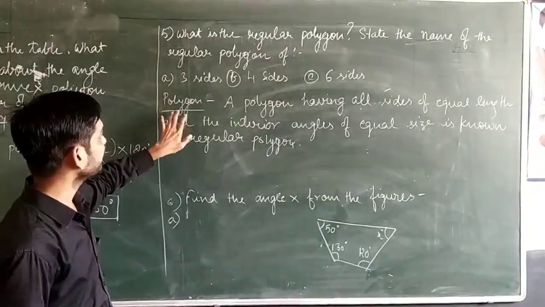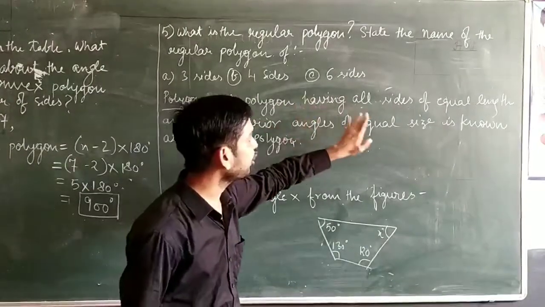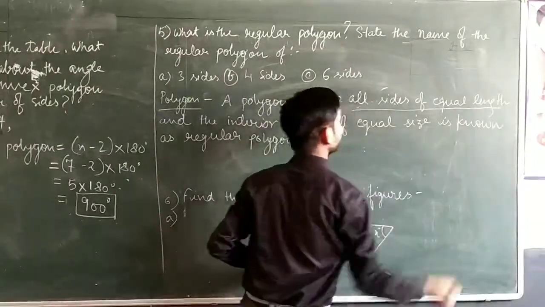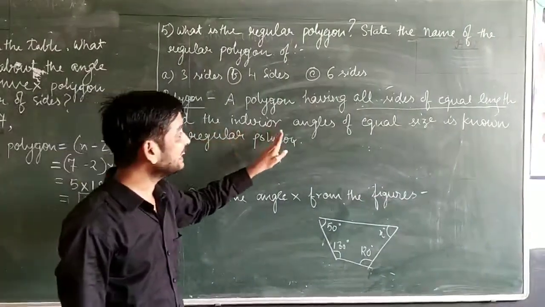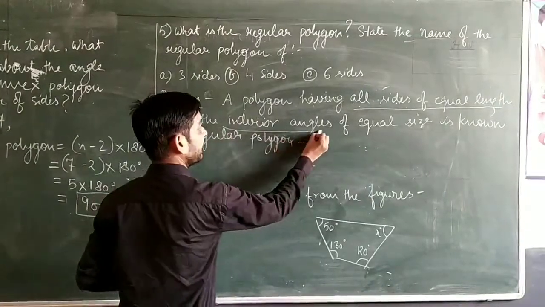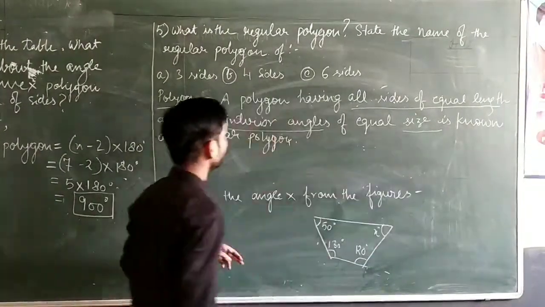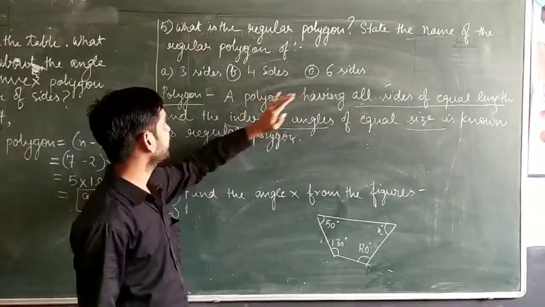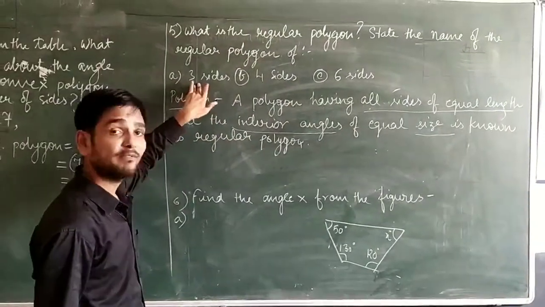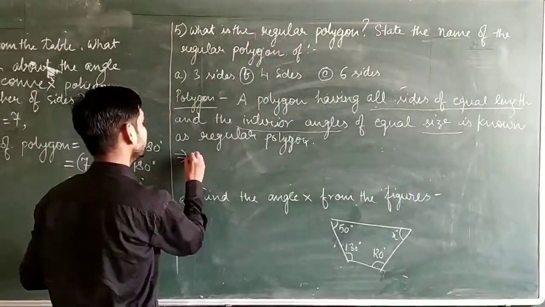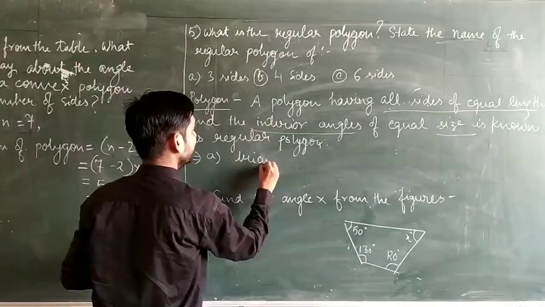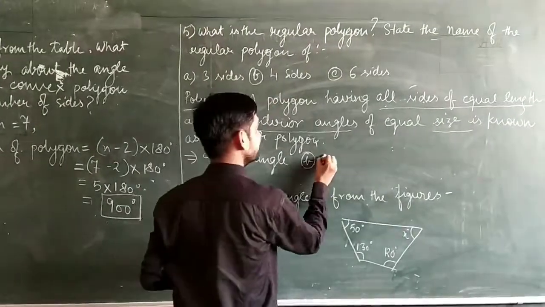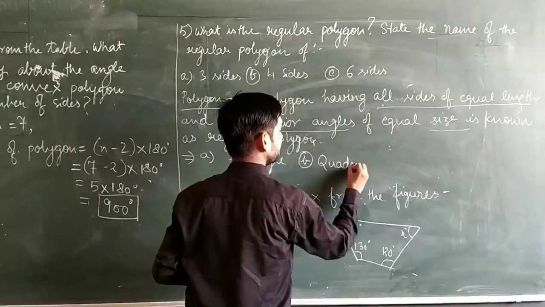Let's see the definition of the regular polygon. A polygon having all sides of equal length. Focus here, students. All sides are equal length, and the interior angles of equal size is known as regular polygon. Let's see the A part, B part, and C part. A part, who having 3 sides. You know about the triangle? Triangle having 3 sides. B part is 4 sides. 4 sides, that means quadrilateral.